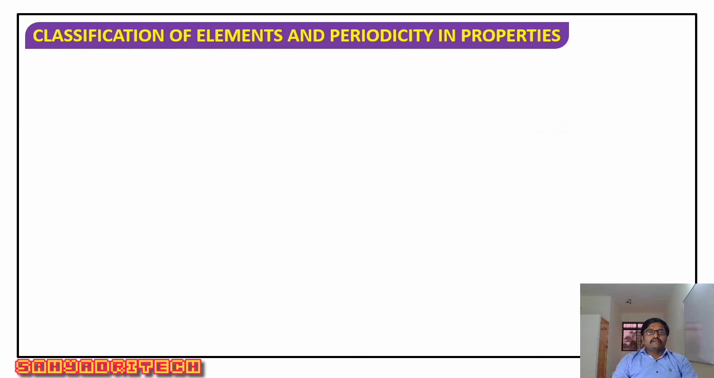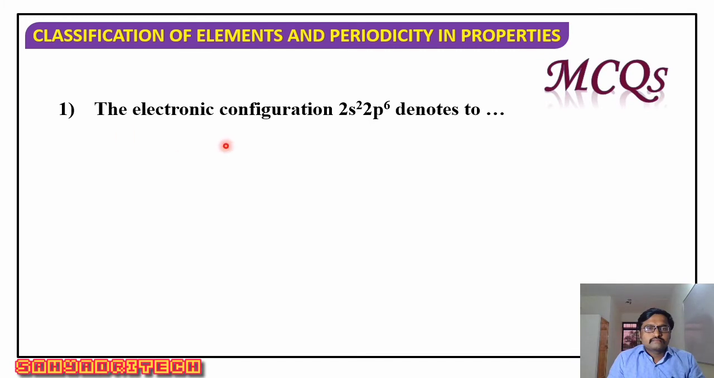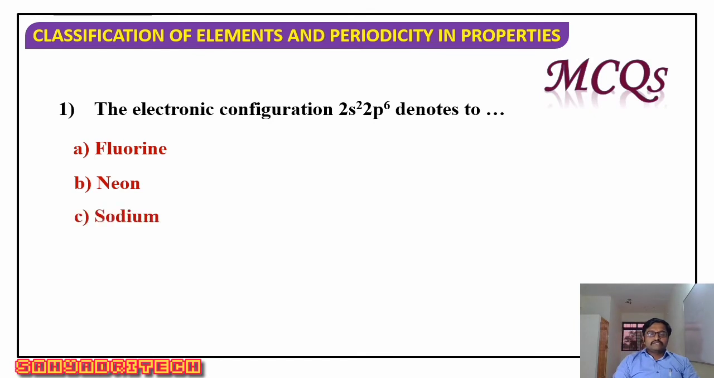Okay, then we look at some MCQs. First one, what is the question here? The electronic configuration 2s2 2p6 denotes: first option fluorine, second option neon, third option sodium and the fourth option calcium.